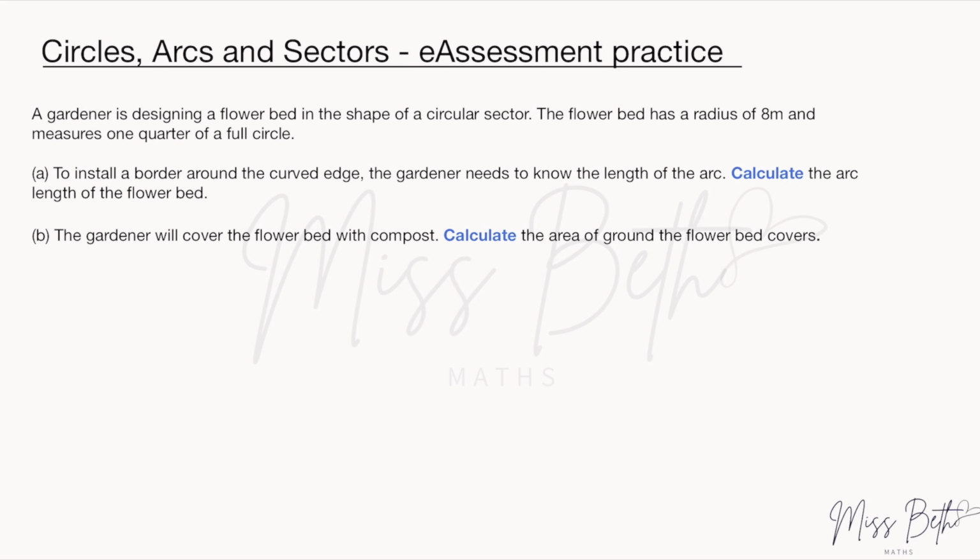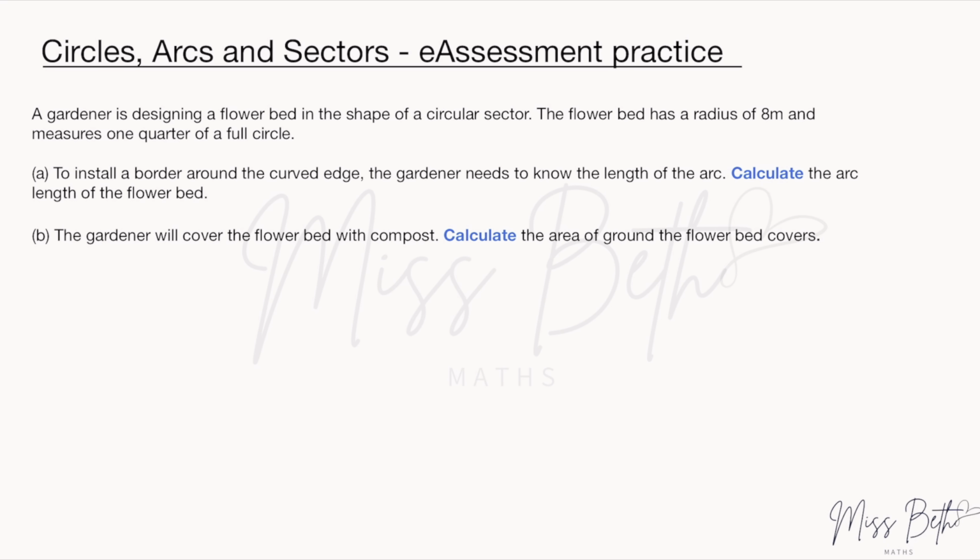So here we have a gardener is designing a flower bed in the shape of a circular sector. The flower bed has a radius of 8 meters and measures 1/4 of a full circle. To install a border around the curved edge, the gardener needs to know the length of the arc. Calculate the arc length of the flower bed. And then for part B, the gardener will cover the flower bed with compost. Calculate the area of ground the flower bed covers.